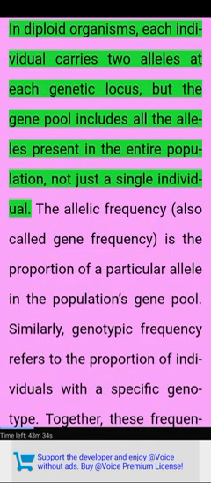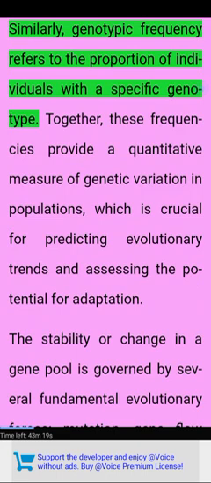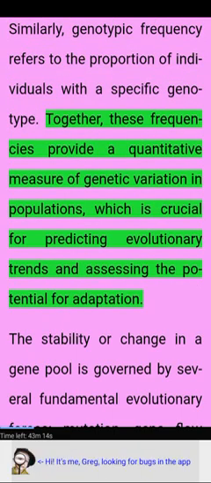In diploid organisms, each individual carries two alleles at each genetic locus, but the gene pool includes all the alleles present in the entire population, not just a single individual. The allelic frequency, also called gene frequency, is the proportion of a particular allele in the population's gene pool. Similarly, genotypic frequency refers to the proportion of individuals with a specific genotype. Together, these frequencies provide a quantitative measure of genetic variation in populations, which is crucial for predicting evolutionary trends.